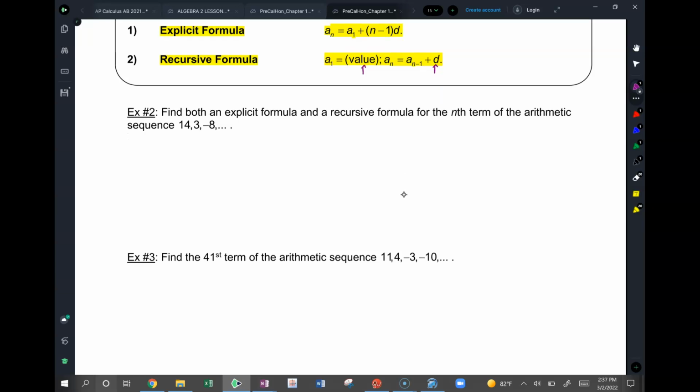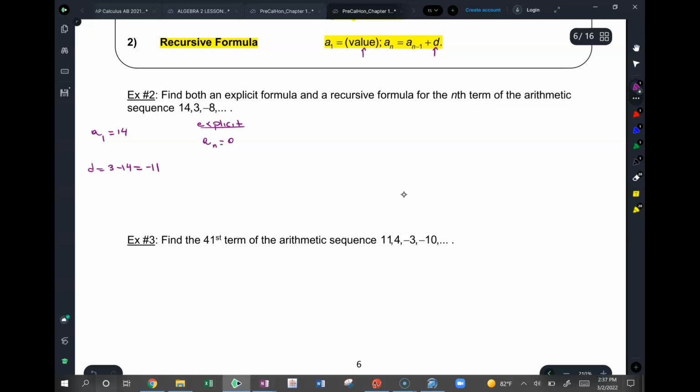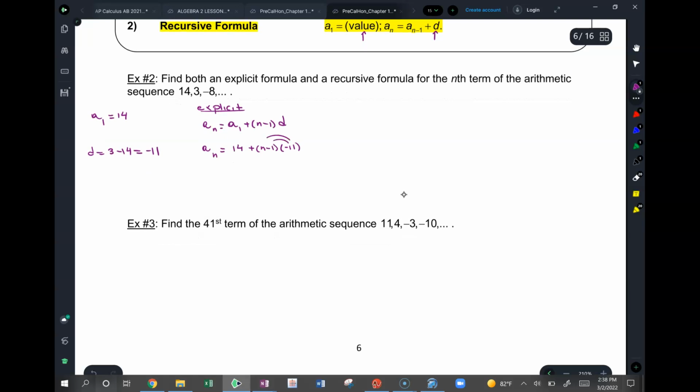Okay. So a1 here is 14. That's just the first term. D is 3 minus 14, negative 11. So the explicit formula is, you say an is a1 plus n minus 1 times d, and just plug it in and simplify. So an is 14 plus n minus 1 times negative 11, right? But we're upper level math students and we can simplify this, right? So this is 14 minus 11n plus 11. So an is negative 11n plus 25. Okay?